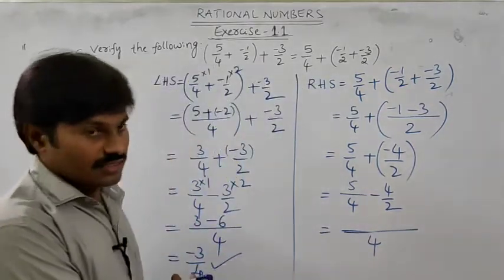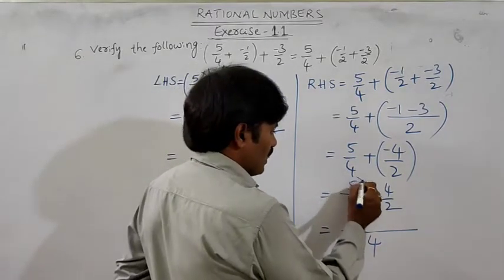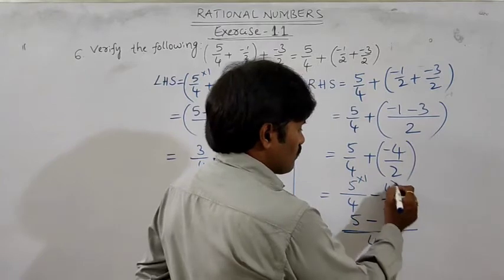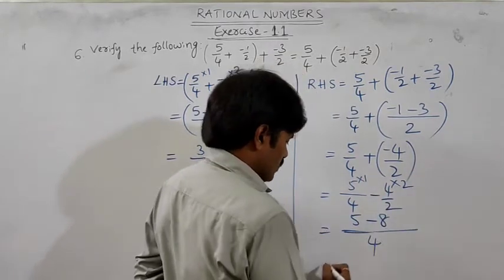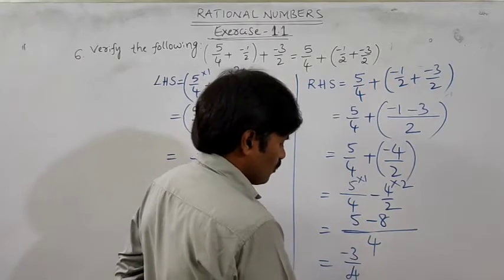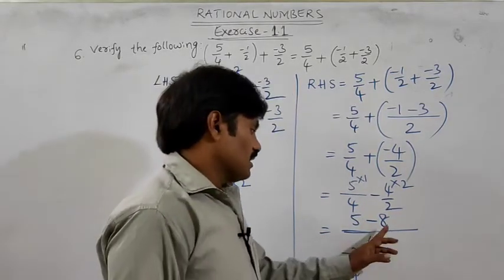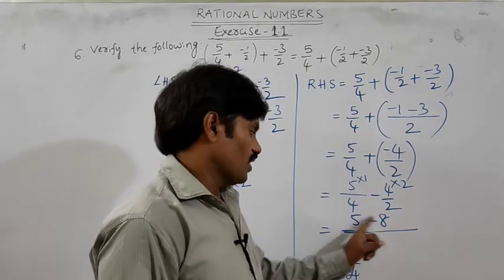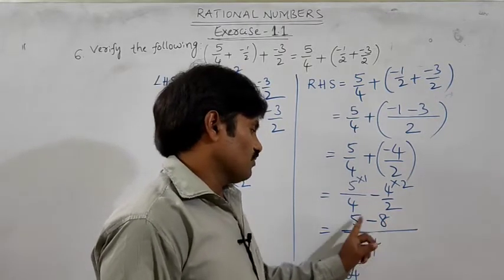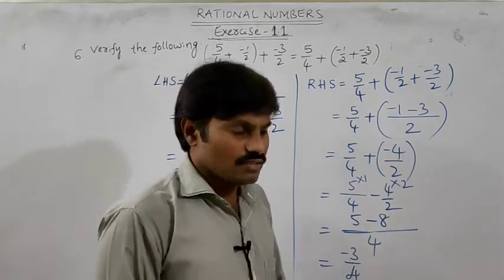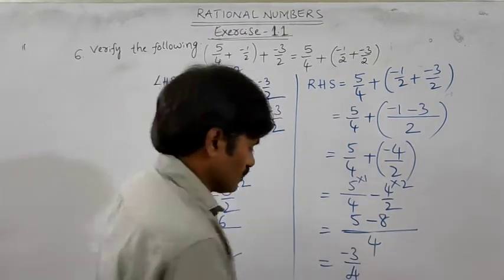Already we found it. Now 4 divides 4 one time, so 5 ones are 5. Minus 2 divides 4 two times, so 4 twos are 8. If we simplify 5 minus 8, how much? Minus 3 by 4. Since here is a different sign, I mean a subtraction sign, we subtract 5 from 8 and get 3, but the bigger number has the minus sign, so minus 3 by 4.